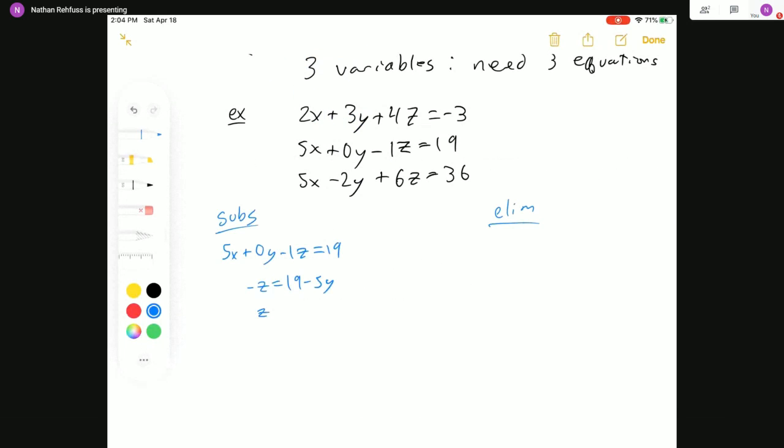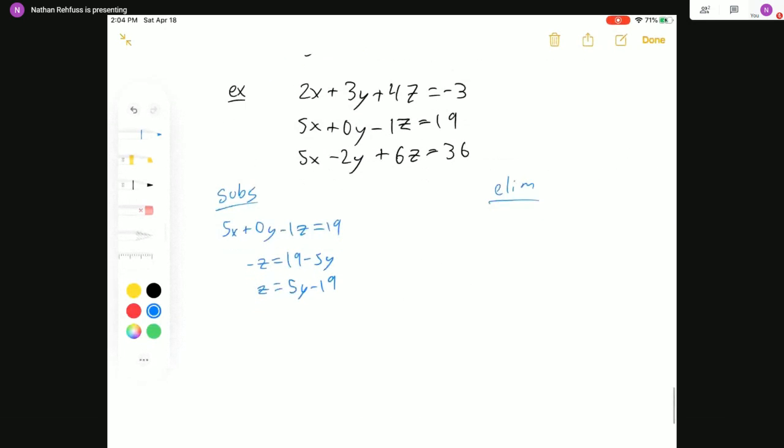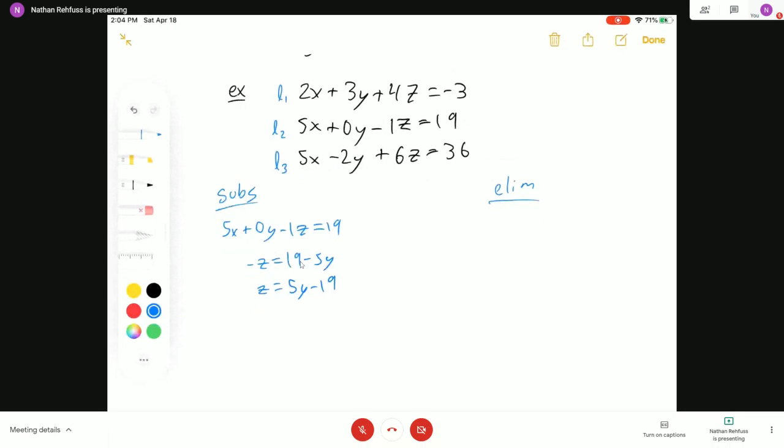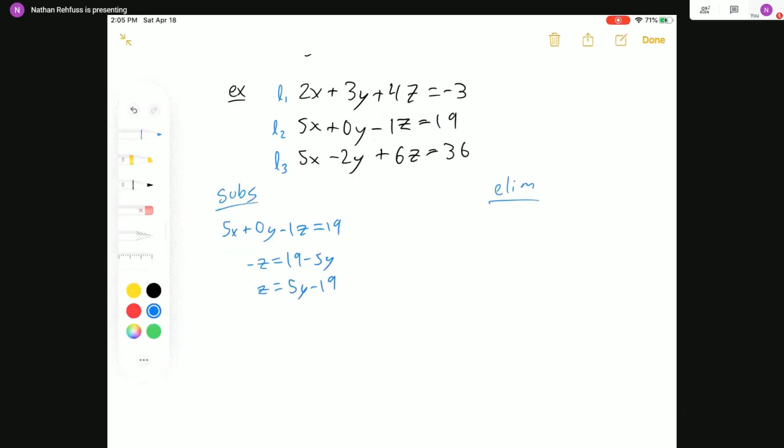Now if I plug that into each of the other equations, think of it as I've already used the information in line 2 here, so now I'm going to apply that information to lines 1 and 3 to see what happens. So instead of writing 2x plus 3y plus 4z equals -3, I have 2x plus 3y plus 4 copies of 5y minus 19 equals -3. And in line 3, I have 5x minus 2y plus 6 copies of 5y minus 19 equals 36.